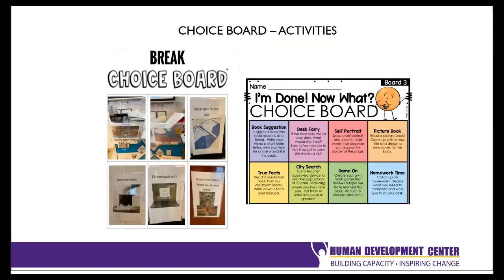More choice board activities. This is just a picture of different work tasks that the student can do in class. And then this other one is a choice board for I'm done, now what? So the student finishes their work, they have time to do another activity, they have to select an activity on this list. So this is another option for how to help students make choices, particularly when it's some less structured time in your class once they're done with their work.